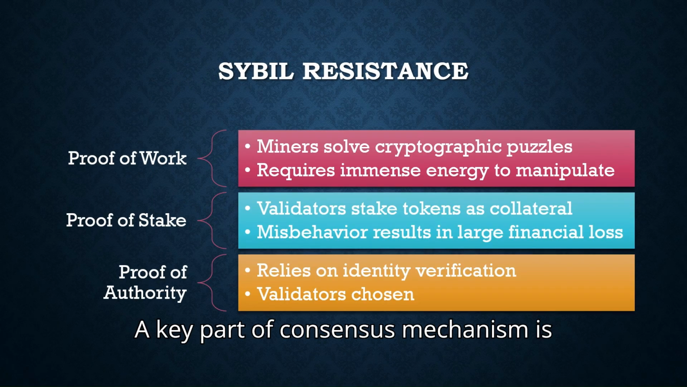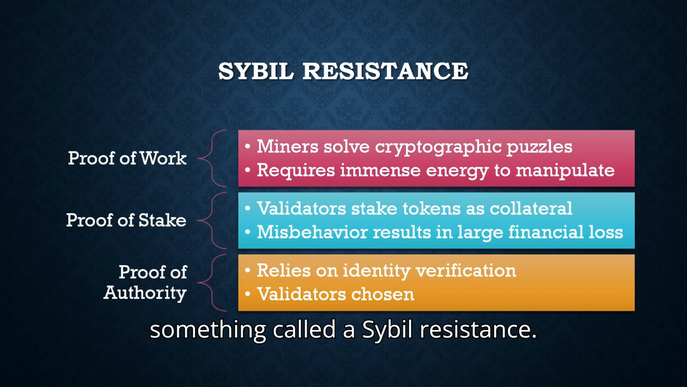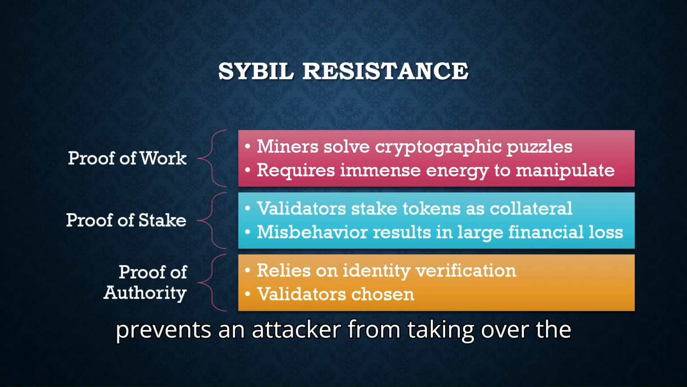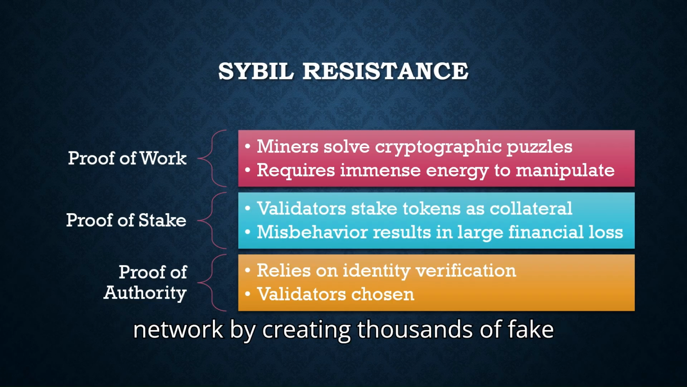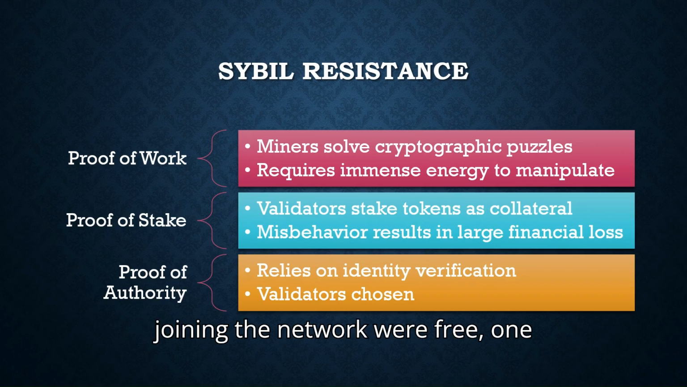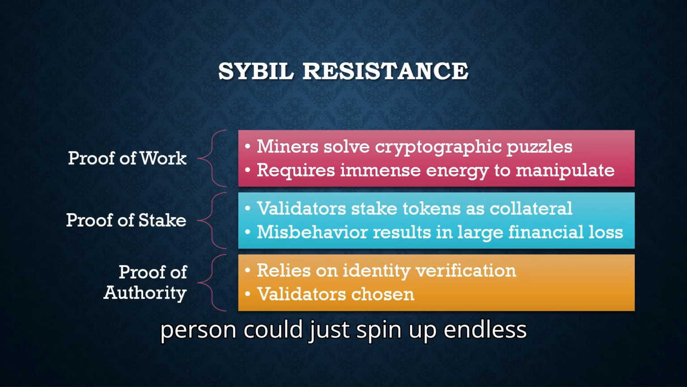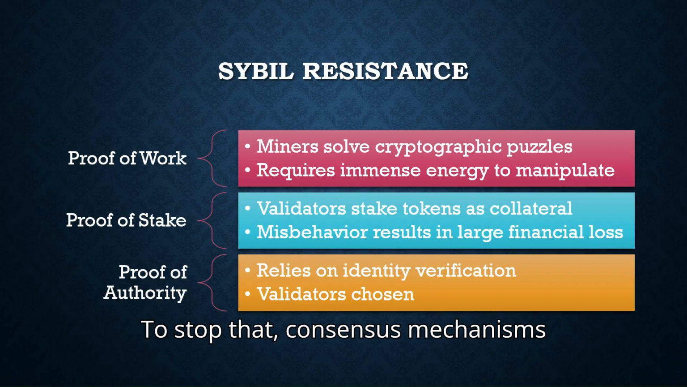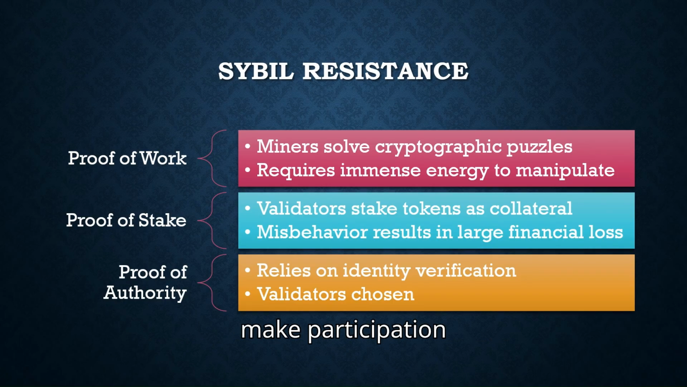A key part of consensus mechanisms is something called Sybil resistance. In simple terms, this is how a blockchain prevents an attacker from taking over the network by creating thousands of fake identities. If joining the network were free, one person could just spin up endless accounts and outvote everyone else. To stop that, consensus mechanisms make participation costly, either in terms of resources, money, or reputation.